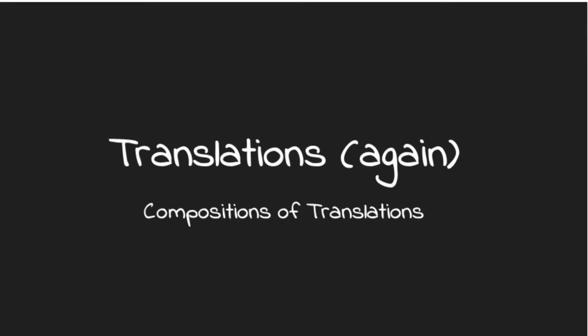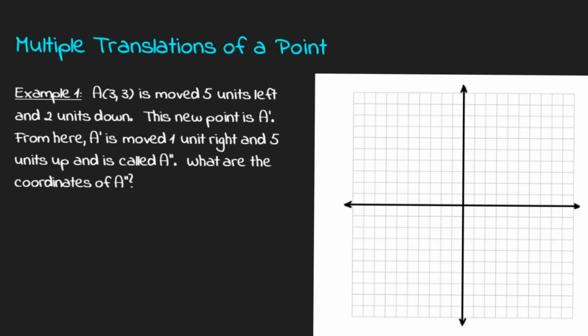Next, we're going to look at compositions of translations, and this is when you perform more than one translation at a time. So we might move to the left and then to the right, or move up and up again. In this first example, we have the point 3, 3, so I'll plot 3, 3 here first, which is right here.